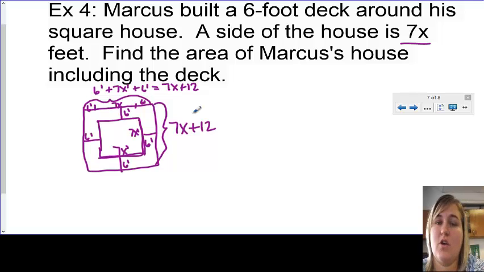I want you to, on your own paper, find the area of Marcus's house with the deck. Make sure that you've taken good notes, and I'll see you in class tomorrow.